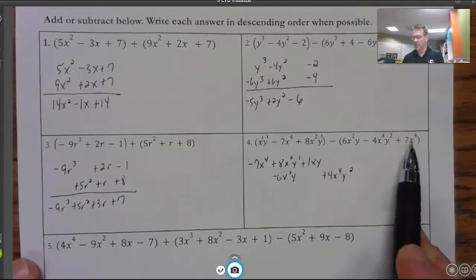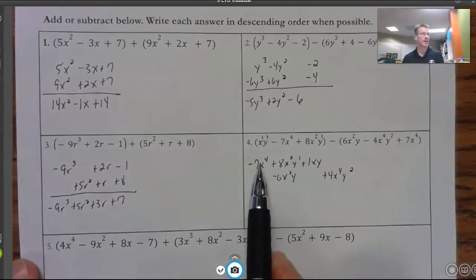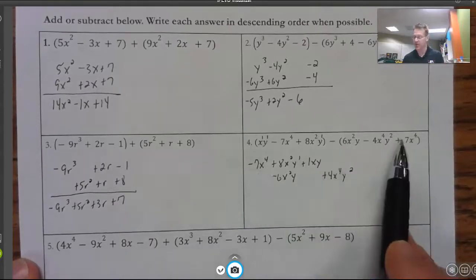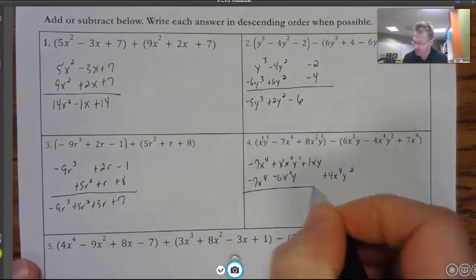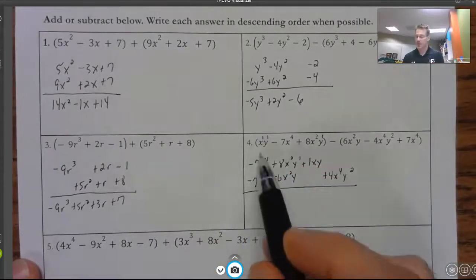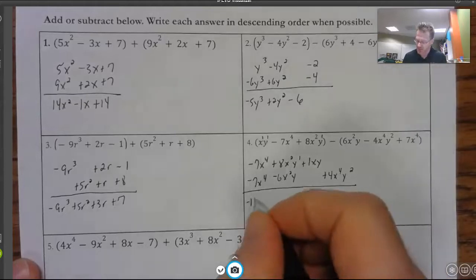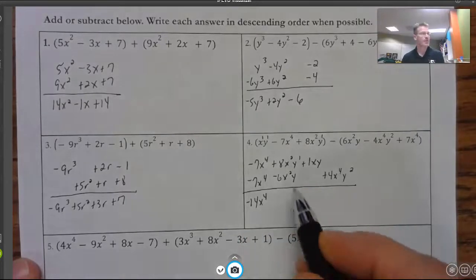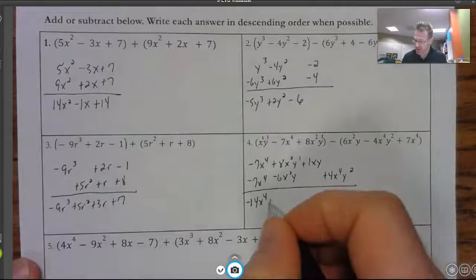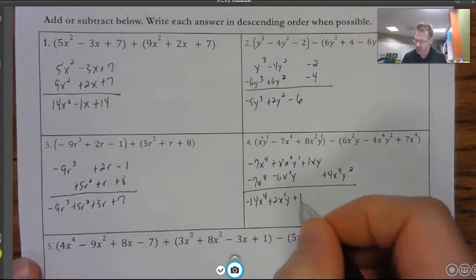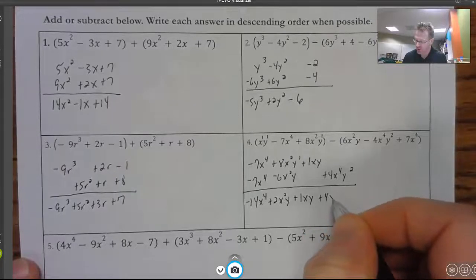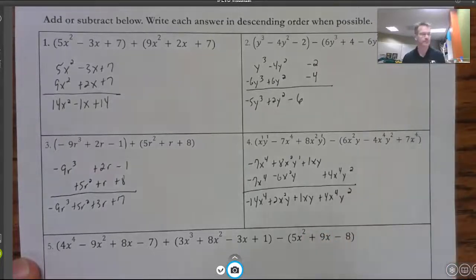And then I have an x to the 4th, which matches this x to the 4th, right? So I can line those up. So now when I subtract that positive, it becomes a negative 7x to the 4th. All right, so now negative 7 and negative 7, that's negative 14x to the 4th. 8 minus 6, that's a positive 2x squared y. All right, and then I have one of these terms, I bring it down, and I have one of these terms, so I'm just going to bring it down. All right, and there's my final answer.